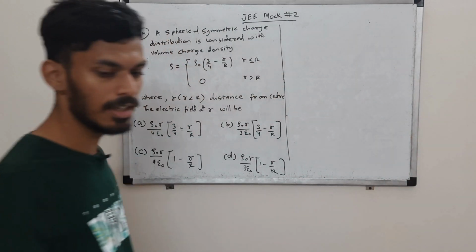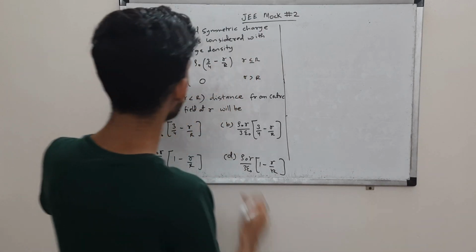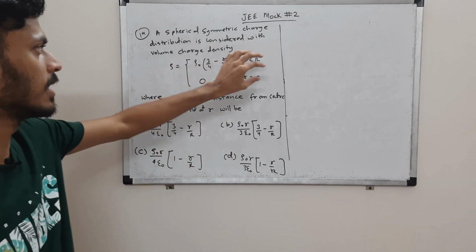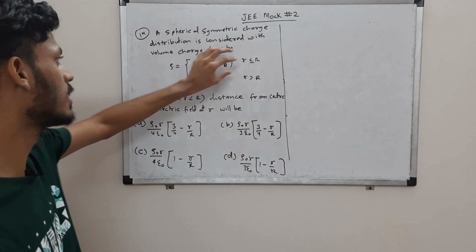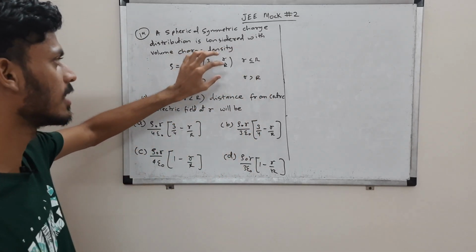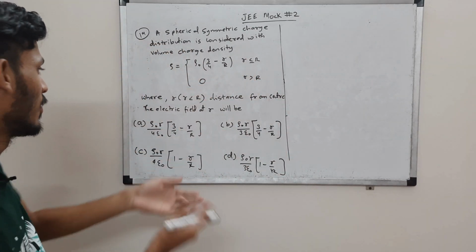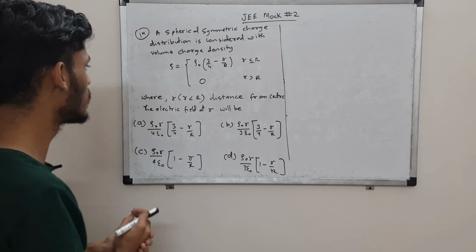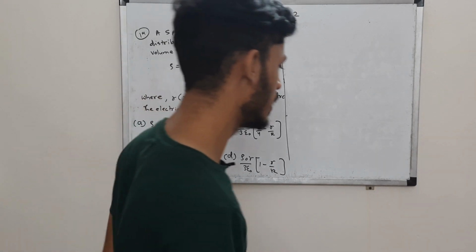So in question 19, we have a spherically symmetric charge distribution. The charge distribution is as given. Capital R is the radius. For distances lesser than the radius, this is the relation, and for distances greater than the radius, this is the relation. You are supposed to tell what is the electric field at a general distance r.